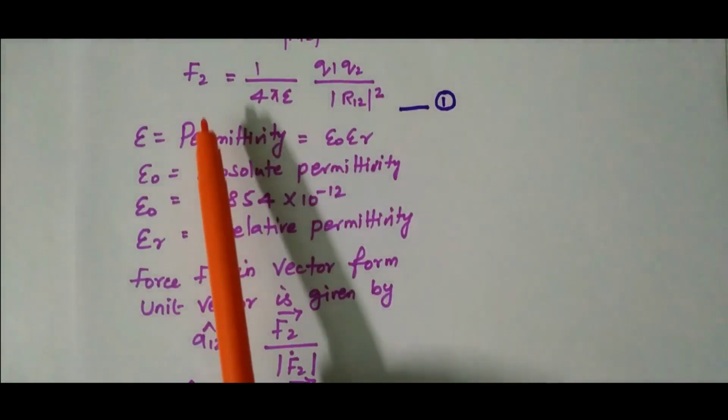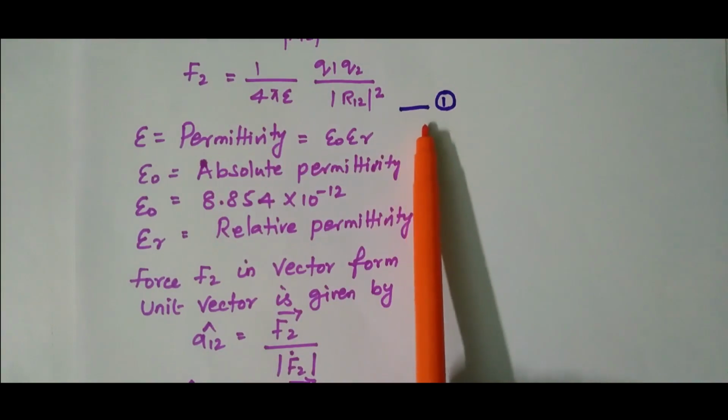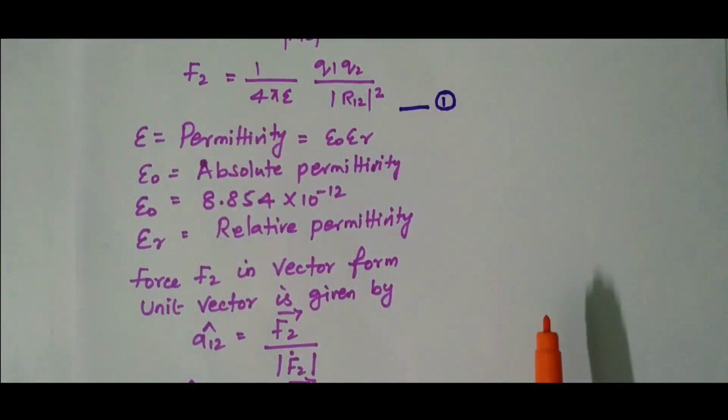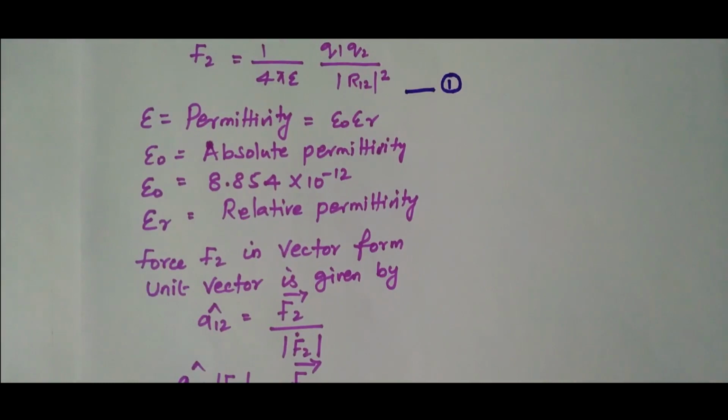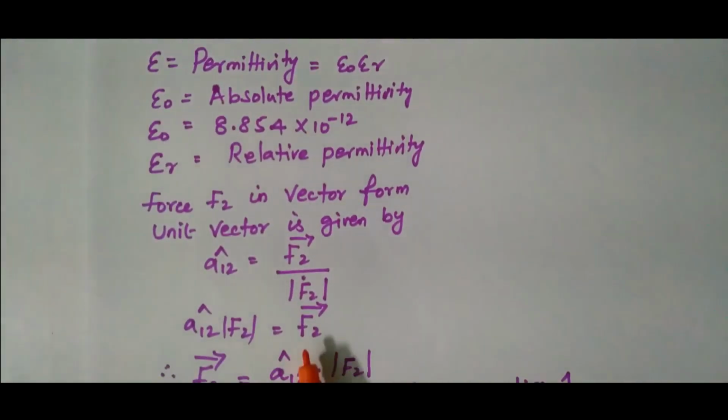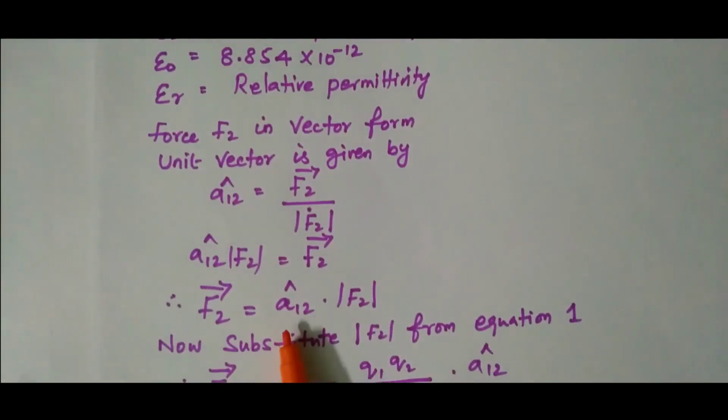Now this F2 is in scalar form. We will take this as equation 1 in scalar form. In order to get the vector form, we can refer to the unit vector. A12 unit vector equals F2 vector by F2. Cross multiply this so that A12 unit vector into F2 equals the F2 vector. So this F2 vector can be written as A12 vector into F2. F2 is already available in equation 1.